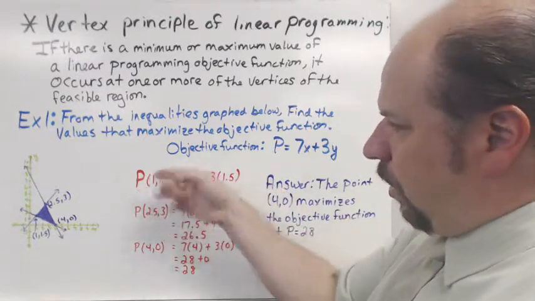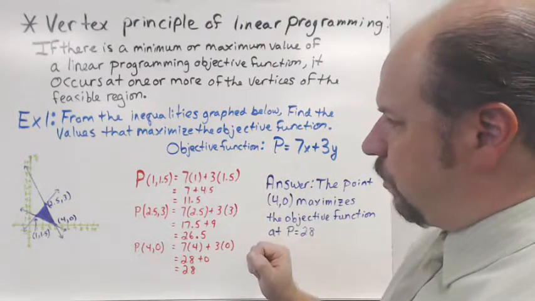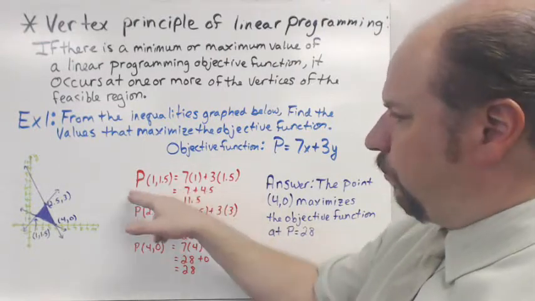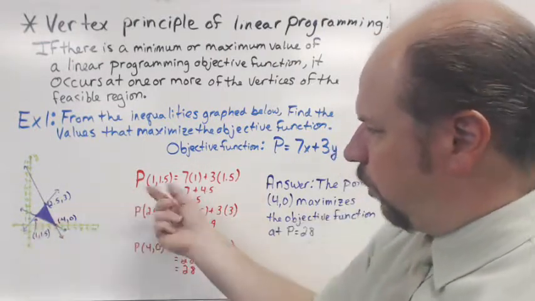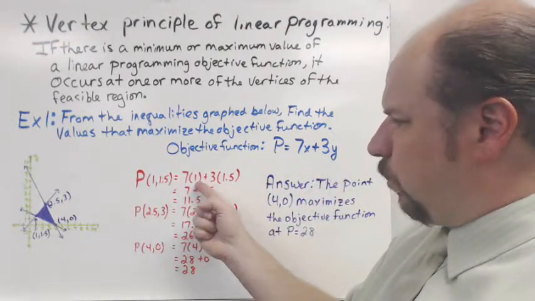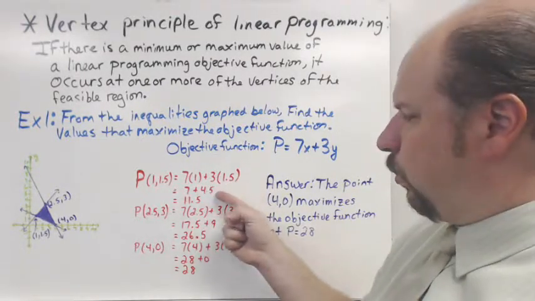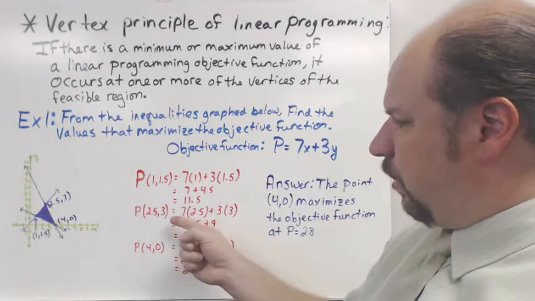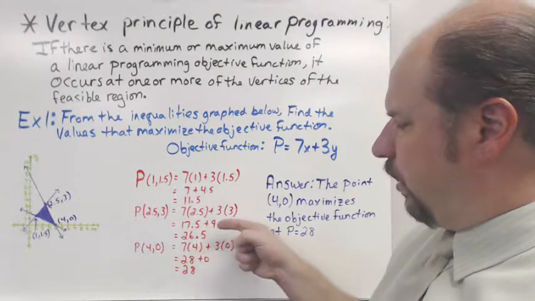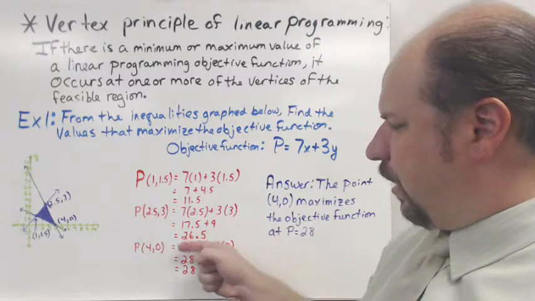This kind of demonstrates how I would like to see your answers prepared. So P of (1, 1.5). We take this point and put it in for x and y. Since it's 7x plus 3y, it's 7 times 1 plus 3 times 1.5, which works out to be 7 plus 4.5, which is 11.5. Okay, next one is (2.5, 3). If we take 2.5 in for x and 3 in for y, we get 17.5 plus 9, which is 26.5.